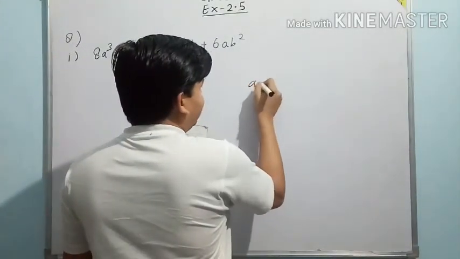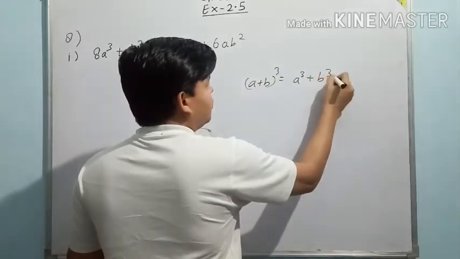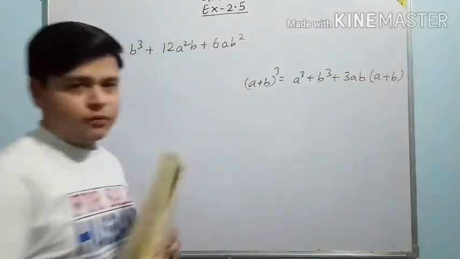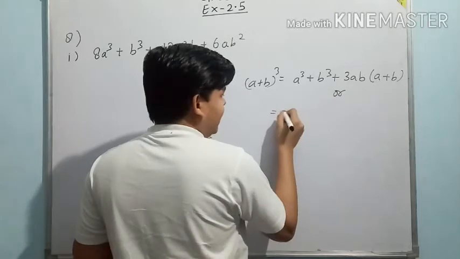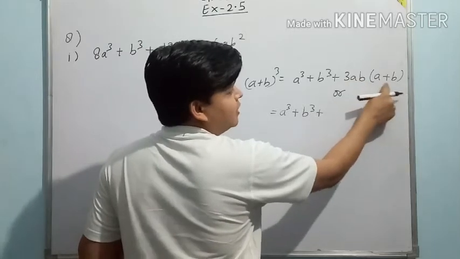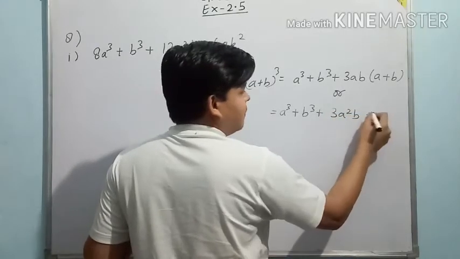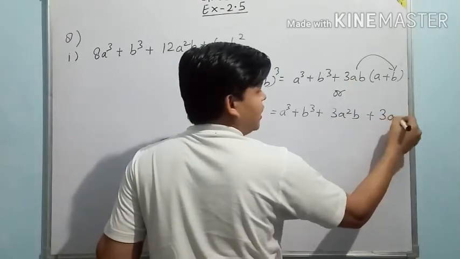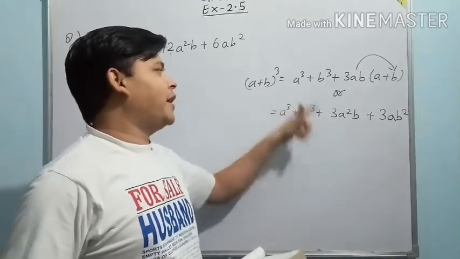As we all know, (a plus b) whole cube is equal to a cube plus b cube plus 3ab, and in bracket we have (a plus b). But we can also write the same identity as a cube plus b cube plus, let's multiply this 3ab with (a plus b). When you multiply 3ab with a, we get 3a square b, plus, and when you multiply with b, we get 3ab square. That means for (a plus b) whole cube, we can use any one of these two identities, right?